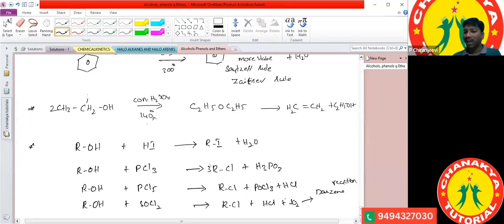Why is Darzens' reaction one of the best methods? Because HCl is a gas and sulfur dioxide is also a gas. Both are expelled into the atmospheric air, and finally it gives us a pure alkyl halide. Now you got the clarity. All these we studied last time.